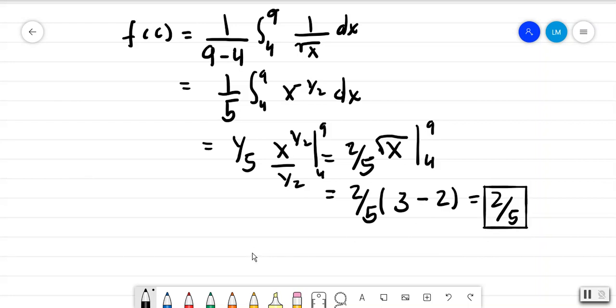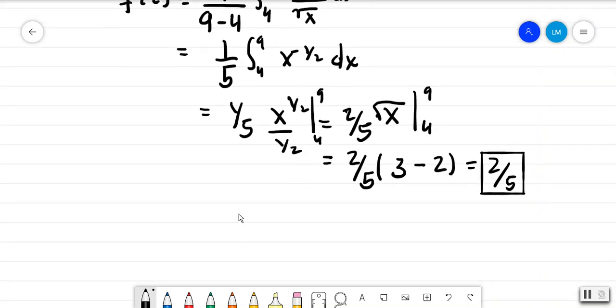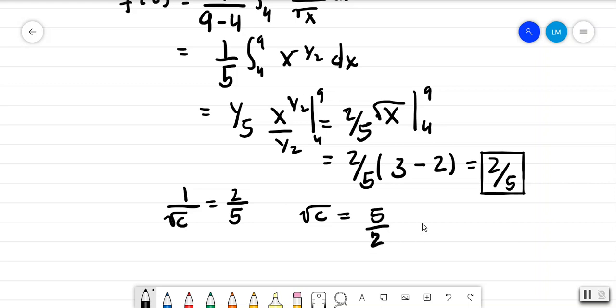So from there, what we just need to do is figure out what function value gives us 2/5. So we'll say that we have 1 divided by the square root of c is equal to 2 over 5. Basically, we can just say that the square root of c is equal to 5 over 2. So that means that c is equal to 25 over 4.